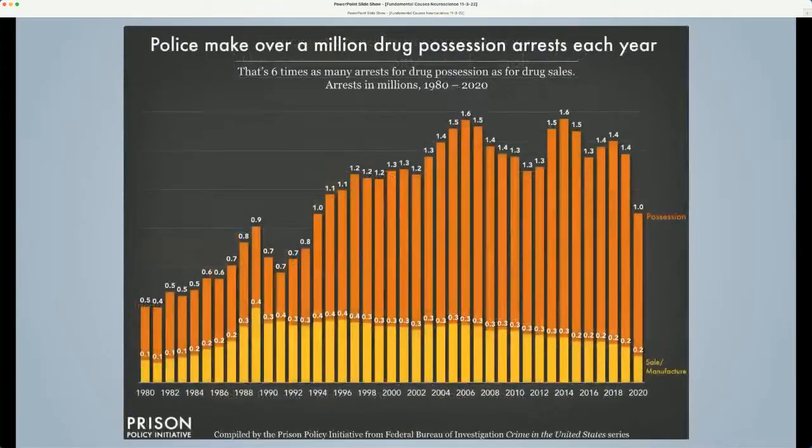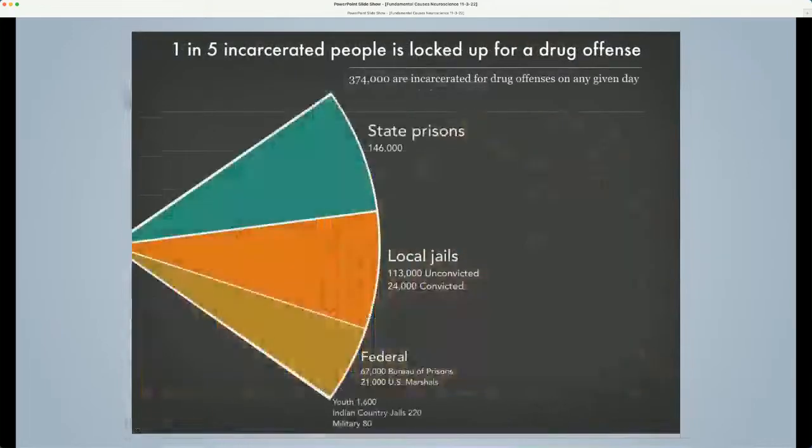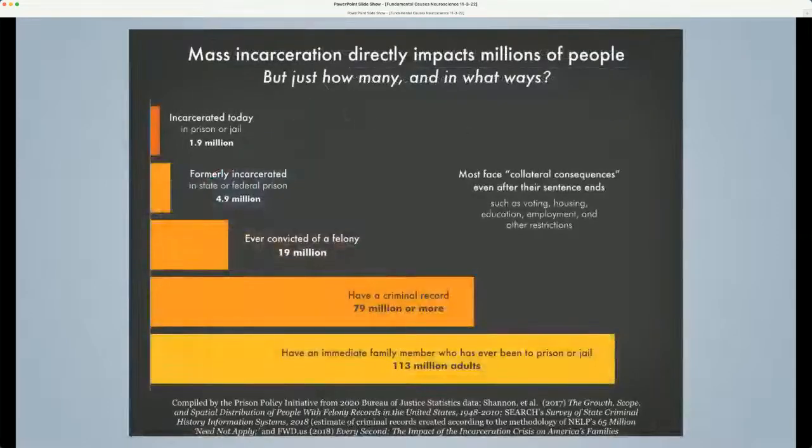Police make over 1 million drug possession arrests each year. Many of them are for marijuana, which is legal in 15 states in this country. 1 in 5 incarcerated people is locked up for a drug offense, about 300,000 every day. And it impacts all of us, millions of people. About 113 million of us have an immediate family member who has been to prison or jail.